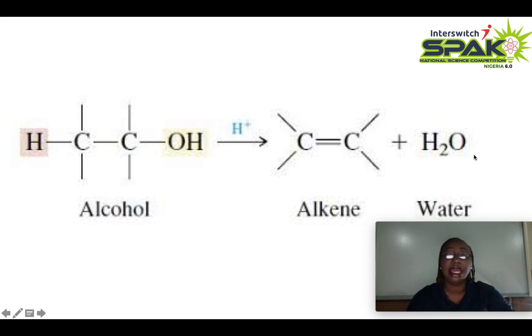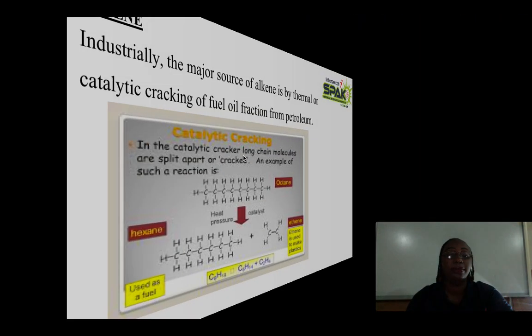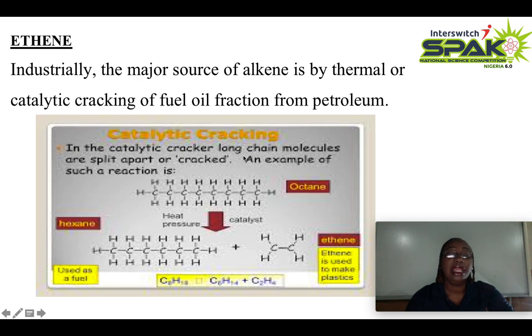As you can see on this slide, when you remove water from an alcohol, you are expected to have an alkene. So you use a dehydrating agent. A very good example is concentrated tetraoxosulfate 6, which acts as a dehydrating agent. Industrially, it is produced by catalytic cracking. Ethene is a major example of alkenes, and industrially it is produced by catalytic cracking, thermal or catalytic cracking of fuel oil fraction from petroleum.